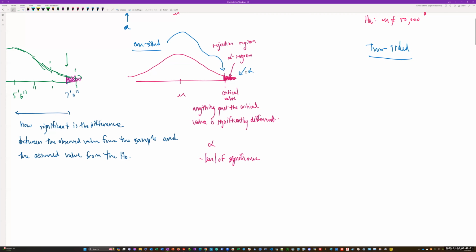So alpha is, they say, the probability of a type 1 error. How would you state that? What is a type 1 error? Do you remember?